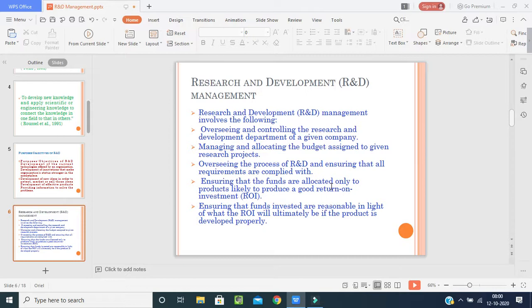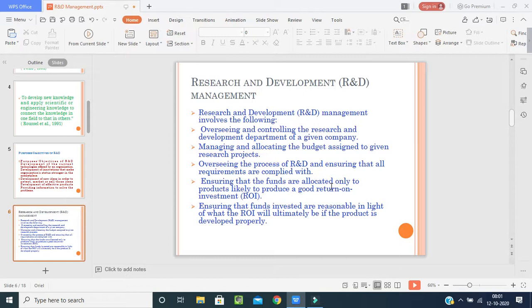Another thing, overseeing the process of R&D and ensuring that all requirements are complied with, ensuring that the funds are allocated only to products likely to produce a good return on investment, ROI. So one more purpose of R&D is they will ensure that all the requirements are complied with or not. Whatever requirements are needed for the company, are all of them being fulfilled or not? Are we getting any kind of defects in the product? Are we getting any kind of problems in the manufacturing or delivering? Whatever it may be, they will oversee all the process of R&D.